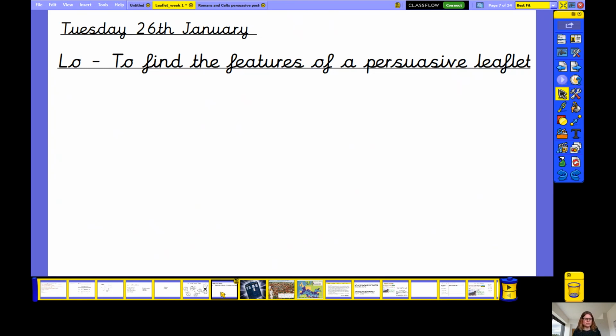So can I ask you please today to write today's learning objective and today's date. So it's Tuesday the 26th of January, and today's learning objective is to find the features of a persuasive leaflet.